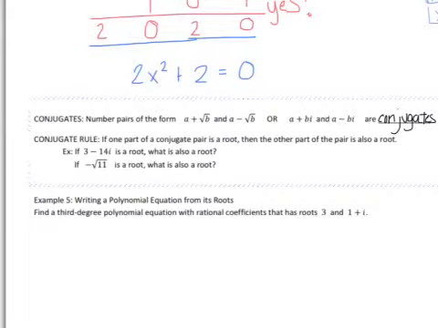The conjugate rule is that if one part of the conjugate pair is a root, then the other part is also a root. So for example, if 3 minus 14i is a root, what is also a root? 3 plus 14i. All right, so you just found another root. If negative square root of 11 is a root, what is also a root? Well, we can think of this as if it had a 0 in front, so that would mean that positive square root of 11 is a root.